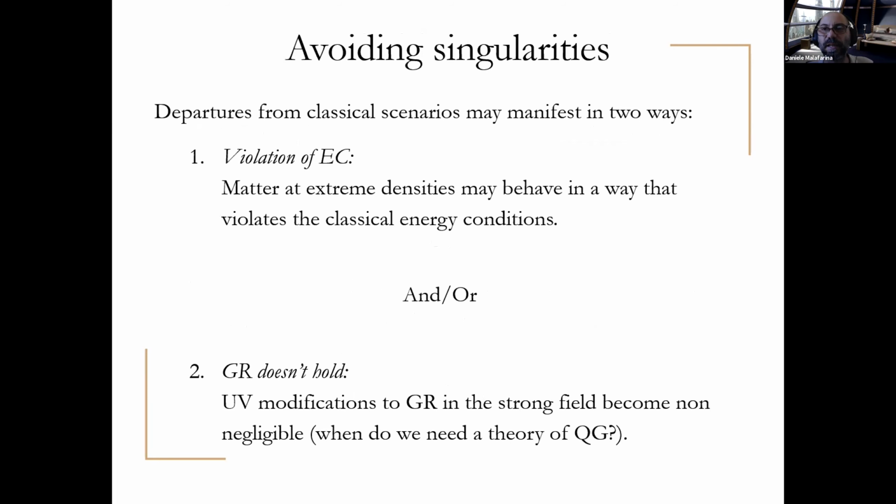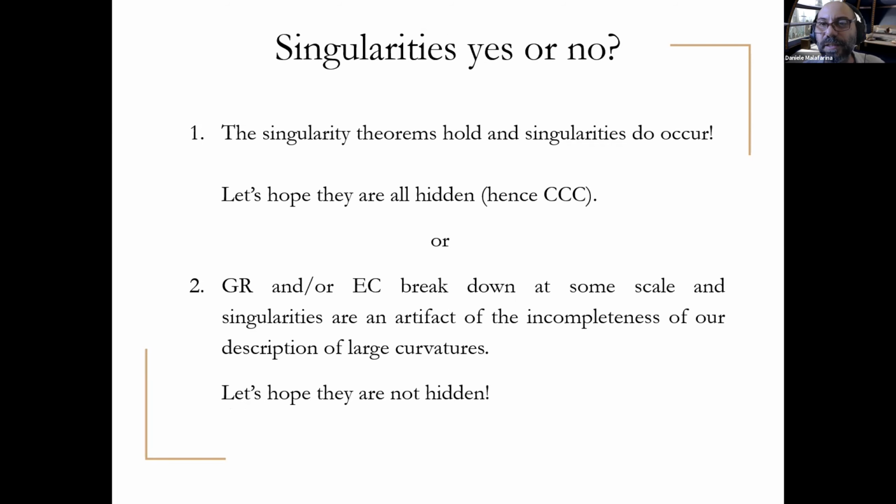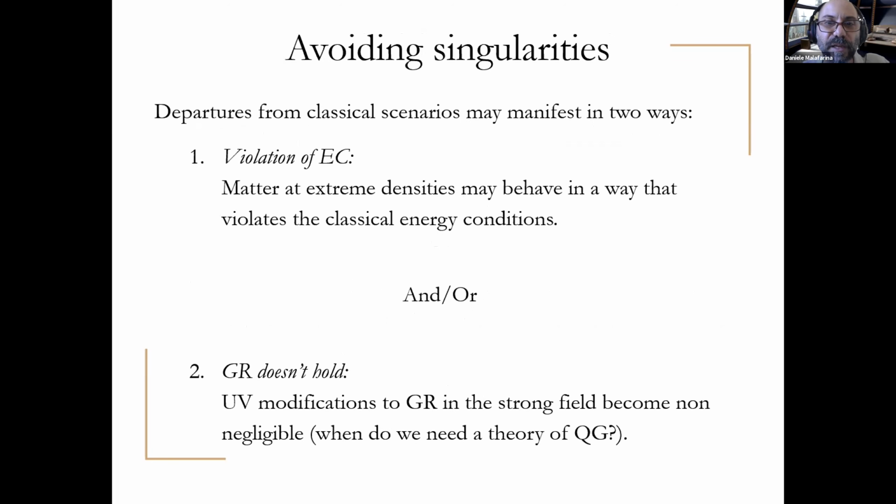So let me just skip this little mention of singularities. We don't want to think that singularities are an actual physical thing. So let's hope that singularities may be visible or may have some effects that are visible, so that we can actually probe how general relativity breaks. And the way to deal with avoidance of singularity is by changing the matter fields, the right-hand side of Einstein's equations, or the left-hand side, or changing general relativity.